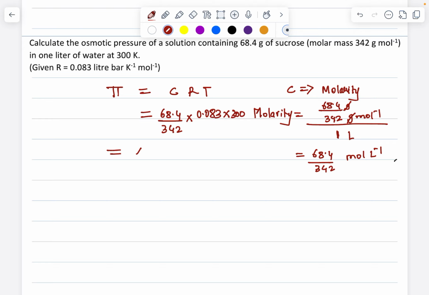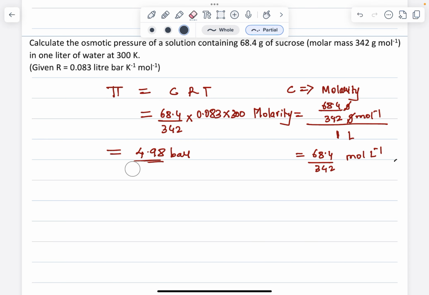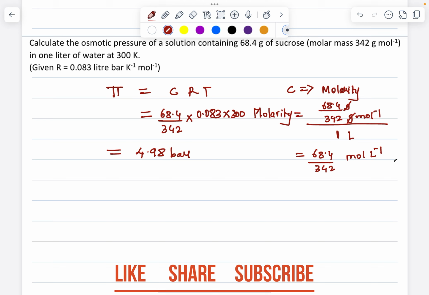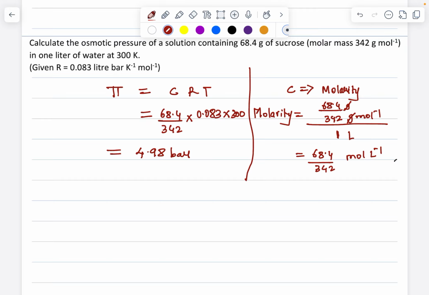So this final answer comes to 4.98 bar, which is approximately equal to 5 bar. So you'll write this answer. Don't go for approximation. If it was an MCQ, we would have written 4.98 approximately.